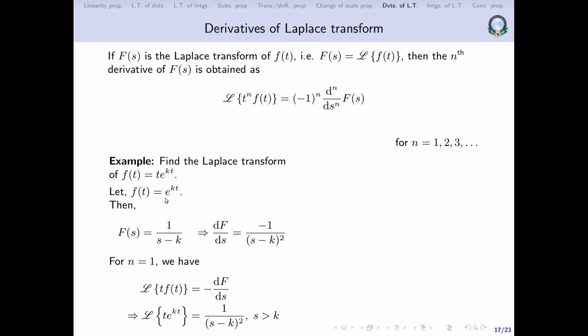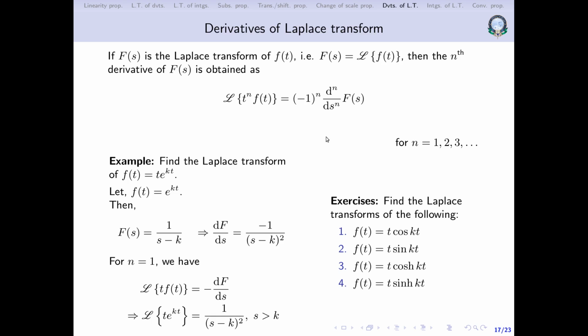So this is how you find the Laplace transform of functions like this using the derivatives of Laplace transform formula. I'm leaving these to you as assignments. Find the Laplace transform of t cos kt, t sin kt, t hyperbolic cos kt, and t hyperbolic sin kt. You already know the Laplace transform of cos, so you can just use this formula to find the Laplace transform of t cos kt.